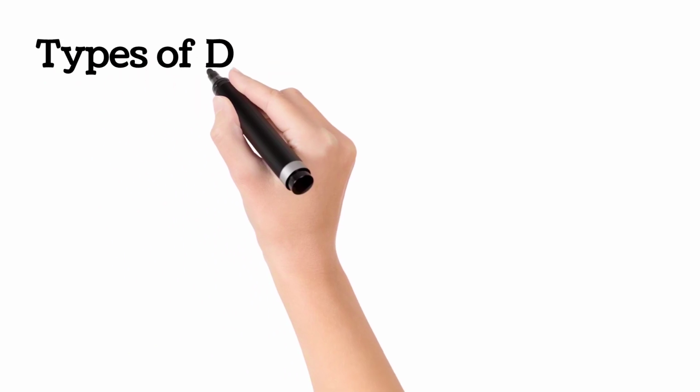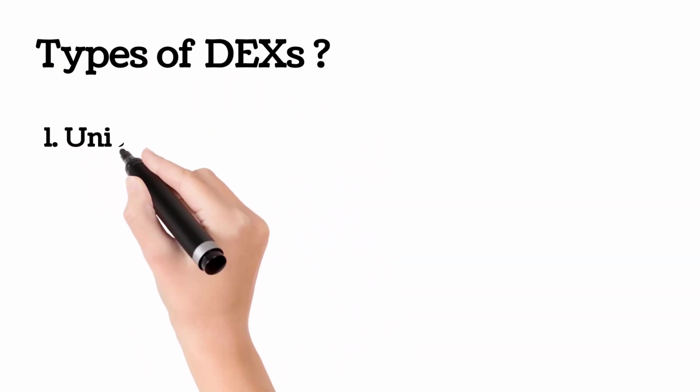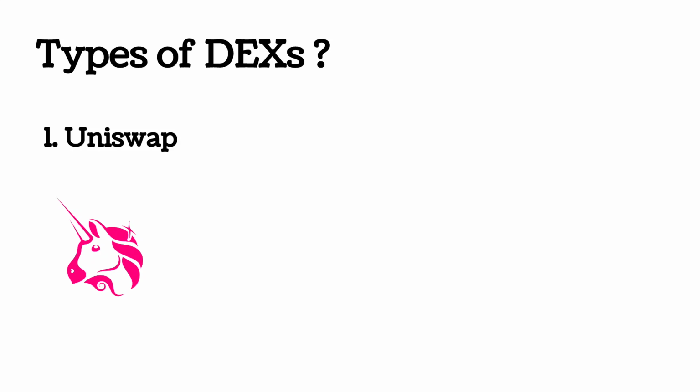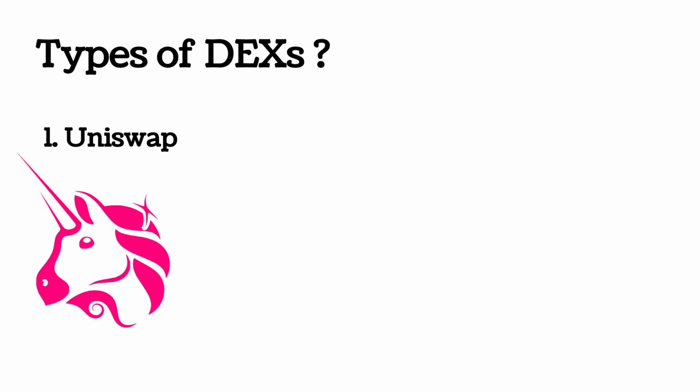Types of DEXs. 1. Uniswap. Best for simple swaps. Uses the constant product formula. Supports any ERC20 token. 0.3% fees on most pools.